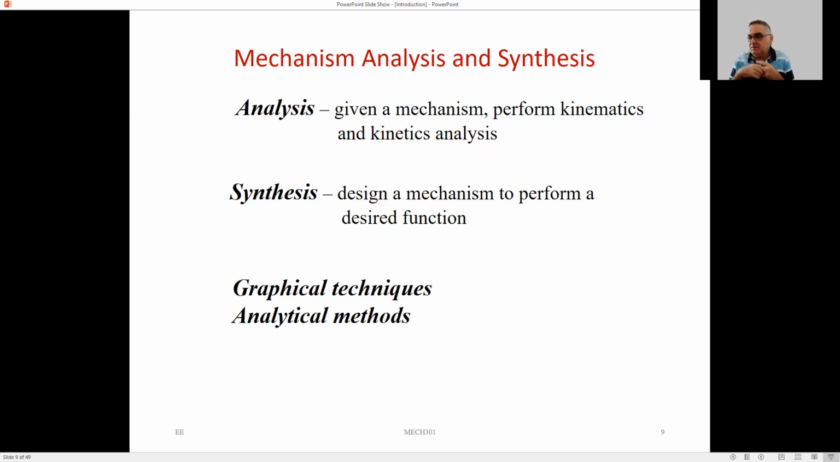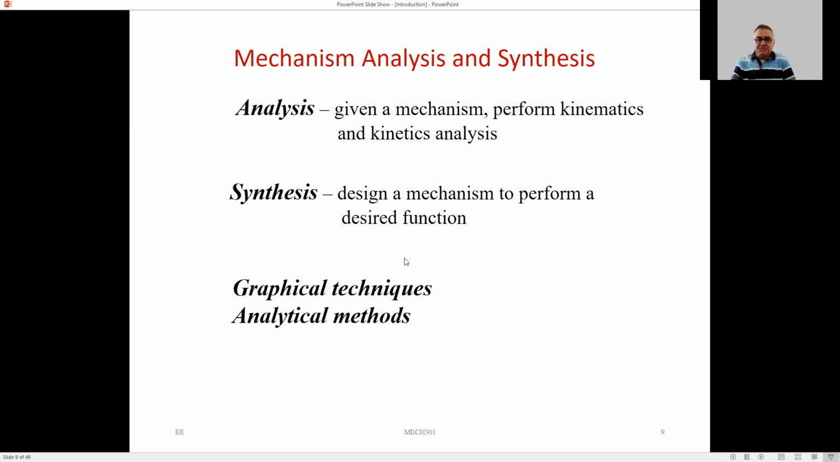Synthesis is more like design. So you design a mechanism to perform a specific function. For example, you want to design a mechanism to generate straight line motion, let's say, by a 4-bar mechanism. Well, there are certain techniques to do that, of course, but synthesis is the more difficult task, and we are not going to be dealing with synthesis in this course, okay?